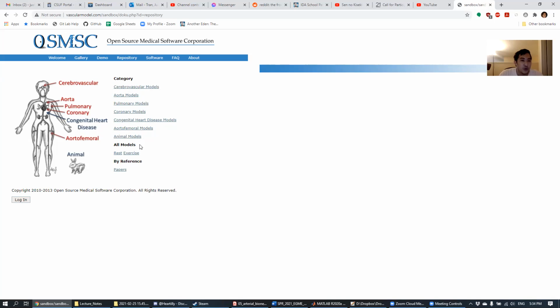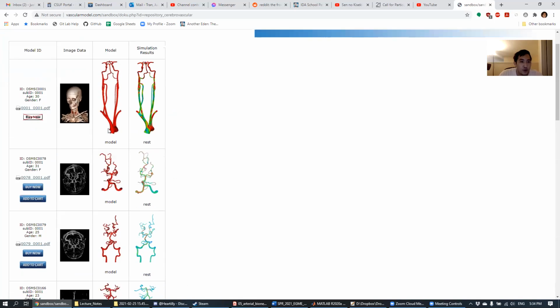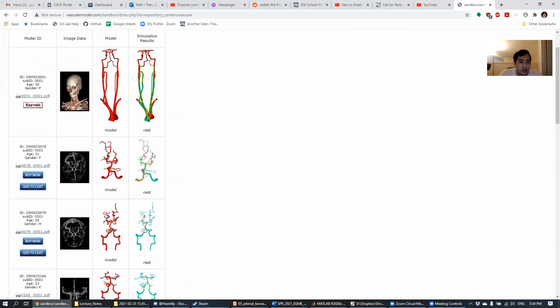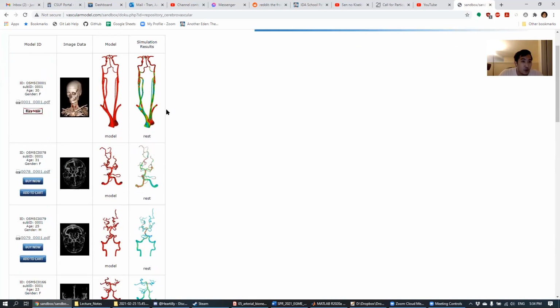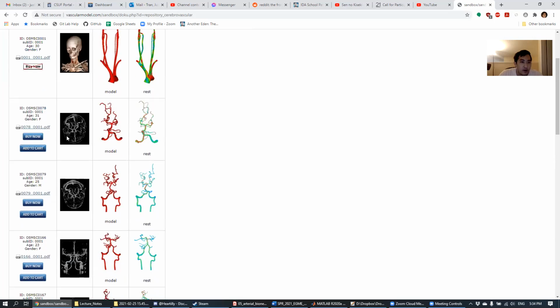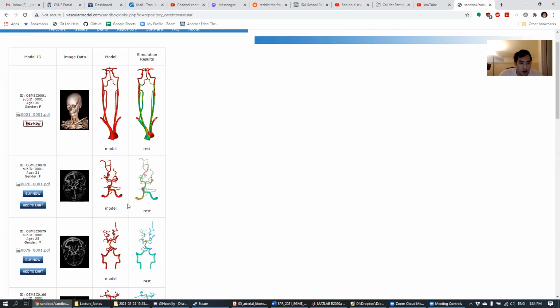What you can do is click on these and see the kinds of models that are available to you. What I've clicked on here is cerebral vascular, and what you can see here are some of the models that we have available for your projects. What this website shows you is a preview of the image data here, in this column, and then it shows you the model.